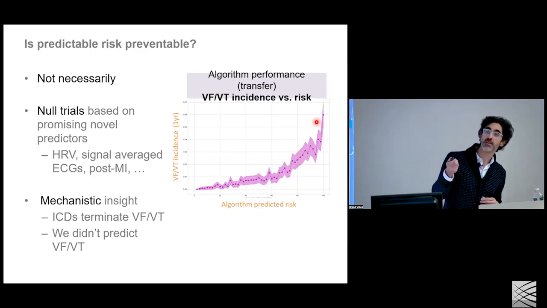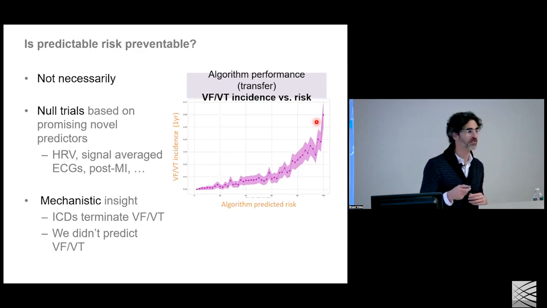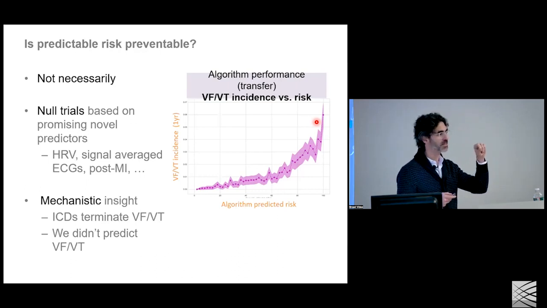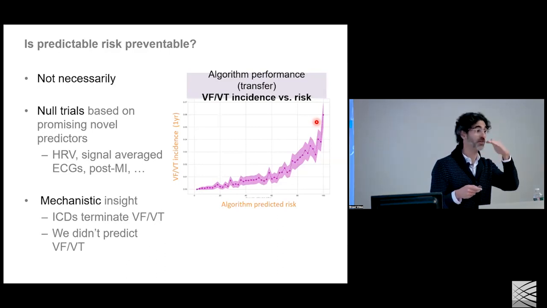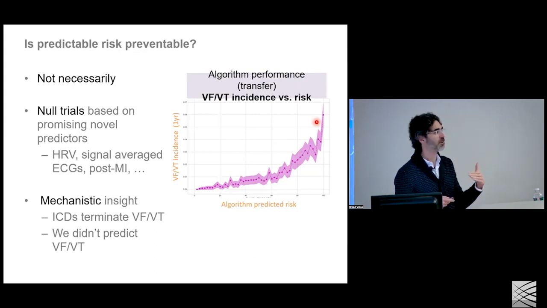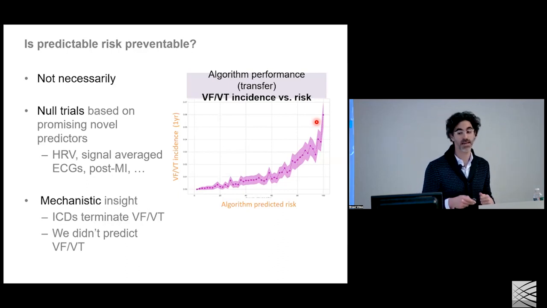Anyway, there are bins of predicted risk, low risk on the left, high risk on the right. And then we just follow those patients up over the next year, and we see who has a code for ventricular fibrillation or ventricular tachycardia, which are the arrhythmias thought to be the genesis of sudden cardiac death. And you can see that that's going way up with predicted risk. So reassuring that at least mechanistically, we're picking up on something that can be terminated by an ICD.